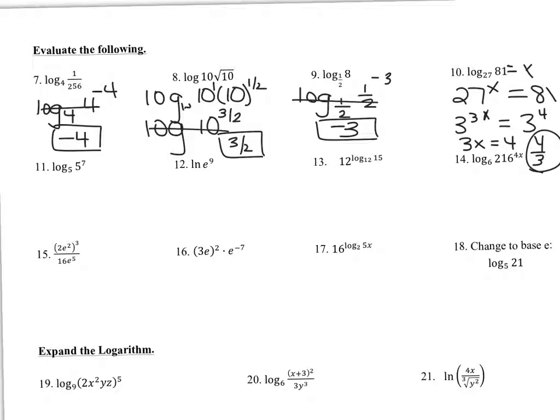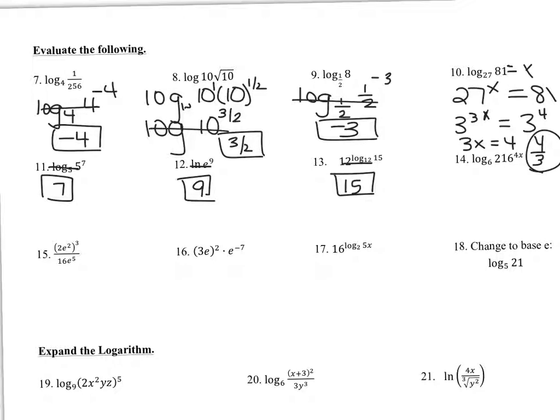If I look at number 11, log base 5 of 5 cancels out. I'm left with 7. ln of e, they're inverses of each other. I'm left with 9. Log of 12 to the log of 12, those cancel out. I'm left with 15.